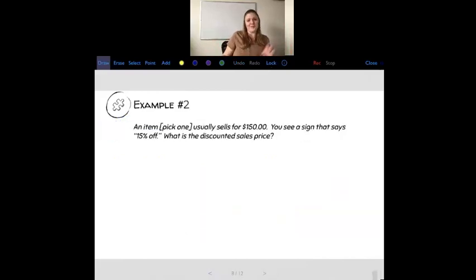Example 2, an item that usually sells for $150. You see a sign that says 15% off. What is the discounted sales price? So this would be a markdown problem. In this case, the price is going to be lower than $150. So this is markdown. Okay, and then our percentage as a decimal is 0.15.